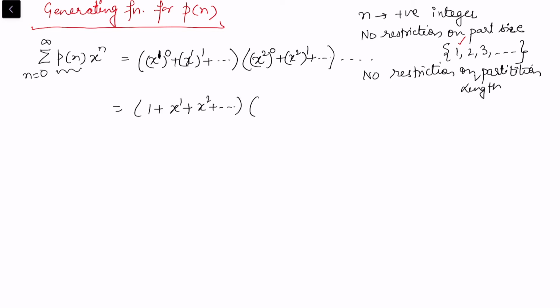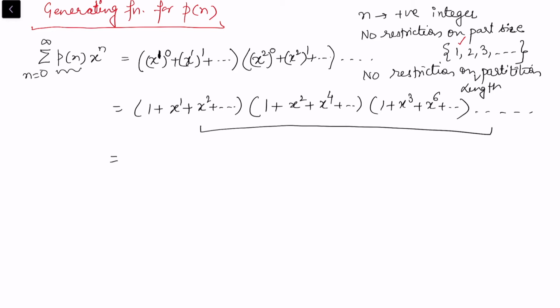And then if I just look at this one, the first term will again be 1, then we will have x square, then x to the power 4 and so on. And we will have the remaining terms x cube and then x to the power 6 and so on, and all the terms. So because there is no restriction on part size also and on the repetition of this. Now if we just multiply all these terms together and then try to understand, what do we get?